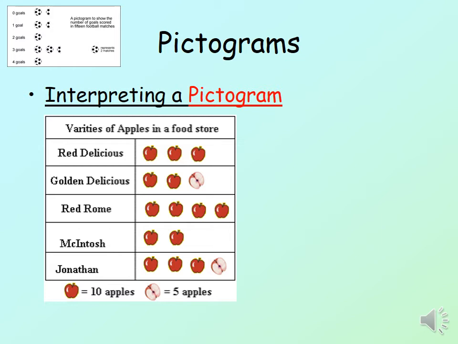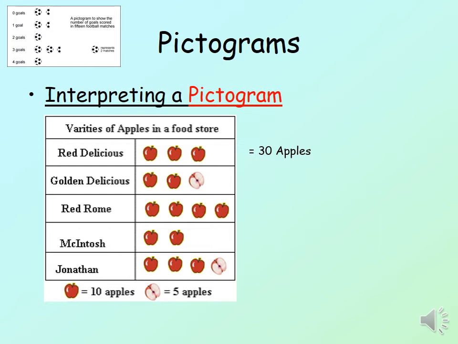So one apple represents 10 apples. So it would be a very boring picture if we drew, such as the first one. I'll just do that one. Total 30 apples, because each of those is 10. So drawing 30 apples makes it rather boring and not that pleasant to look at. Therefore, we need to have what's called a key, and each picture represents a larger amount. So here the apple is representing 10 apples, and of course half an apple is representing 5 apples.